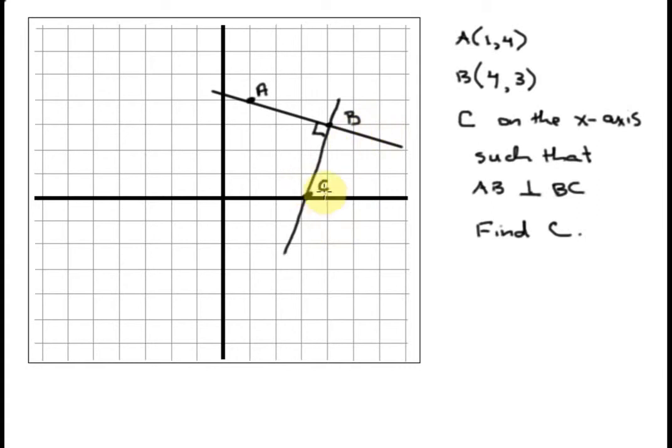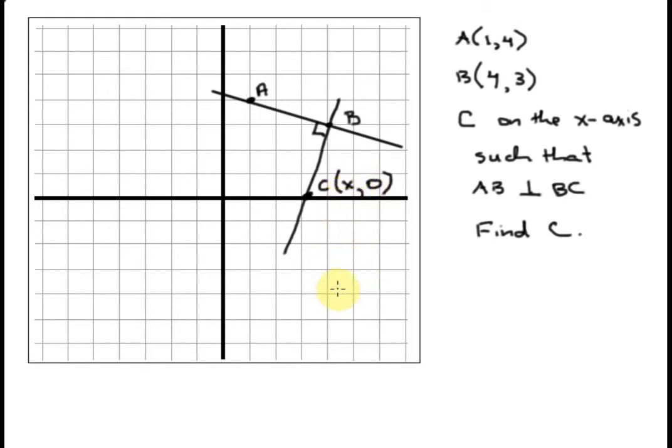So we're looking for the exact coordinates of point C. Well, we kind of know part of the coordinates. We don't know exactly how far we've moved to the right, but we do know that the y coordinate here for that point would be 0. So that gives us some information. So now I'm ready to try to solve for x.